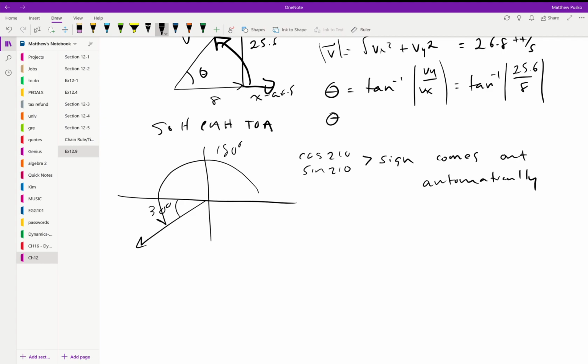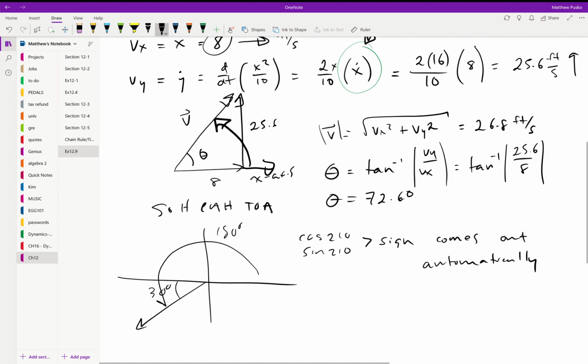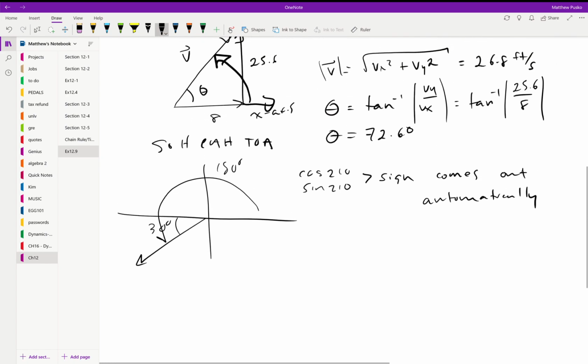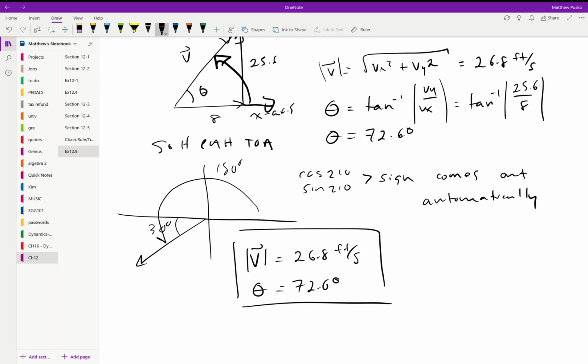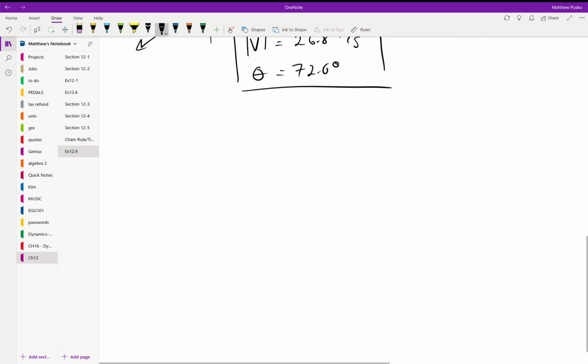Okay, so crank the handle on the tangent inverse, and we can get the angle as 72.6 degrees. So that's our answer. The magnitude of the velocity is 26.8 feet per second, and theta is equal to 72.6 degrees, going up and to the right. It also asked us to find the acceleration, so let's go one step further.